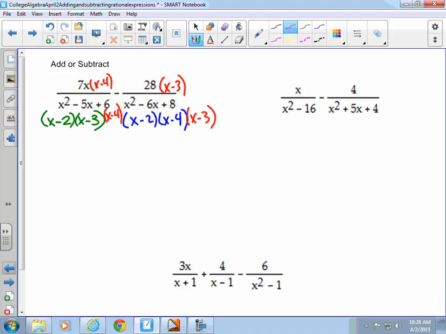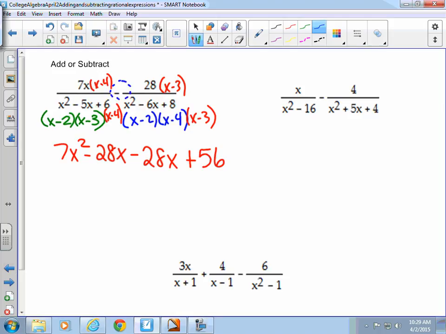So I get 7x squared minus 28x plus 56. Why is it plus 56? The negatives cancel. Negatives cancel.